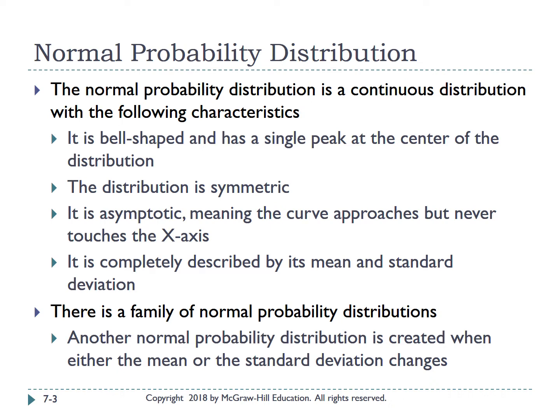The normal probability distribution has a complex formula to find the probability, but we will not need to use it. Instead, we use the table given in Appendix B3. There is a family of normal probability distributions. Another normal probability distribution is created when either the mean or the standard deviation changes.